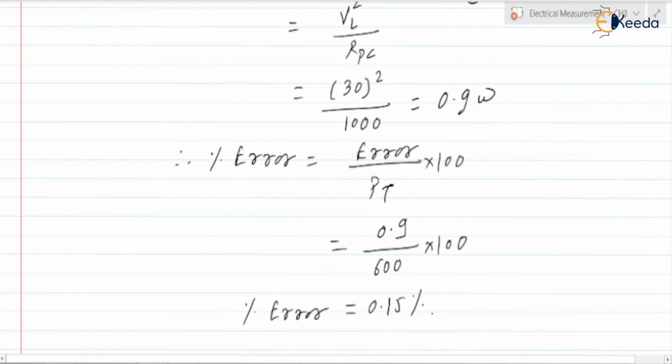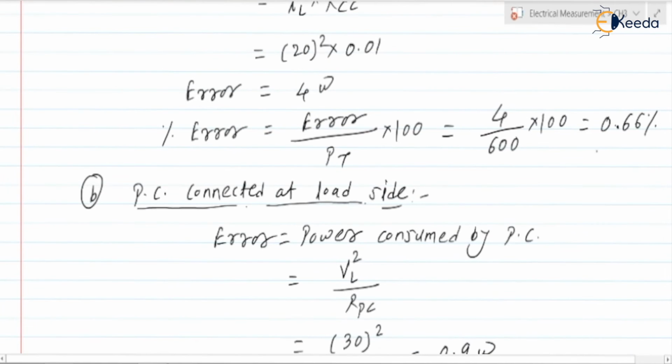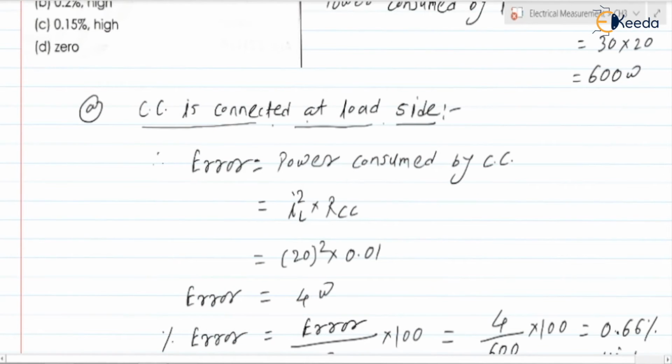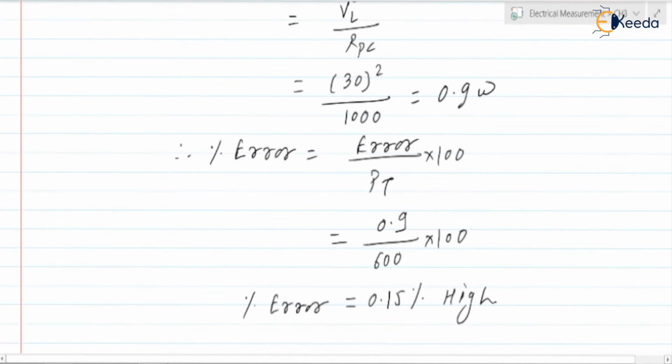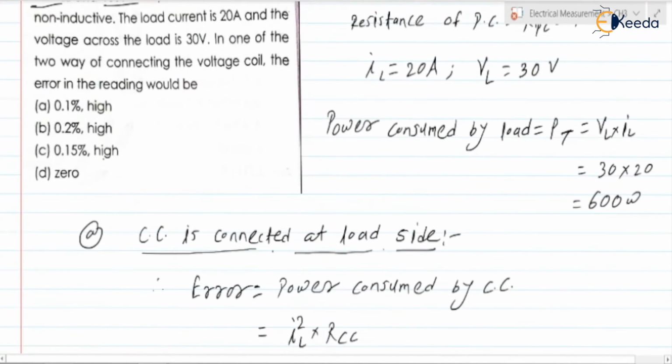So if you check, this is 0.15% high, and the other will be 0.66% high, because the power measured by the reading of the wattmeter is equal to the power consumed by the load plus the power consumed by the respective coil, which is connected at the load side. So if you check the options, the output finally is 0.15% high, so it is matching with option C. So the correct option is option C.